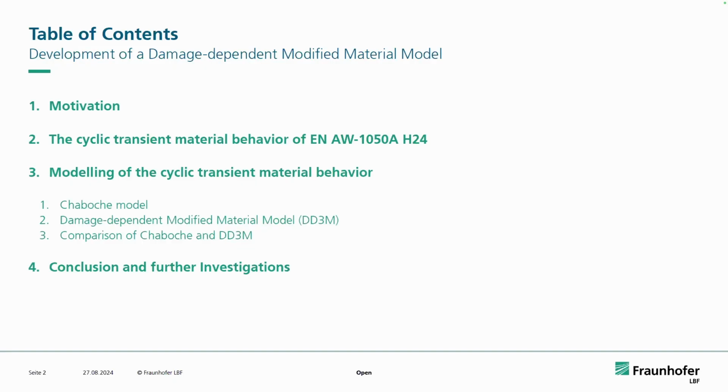I'll start with the motivation, then I'll talk about the cyclic transient material behavior of the metal we investigated, which is ENAW 1050A H24. The third part will be the actual modeling of the cyclic transient material behavior, where I first used Chaboche, then I used the damage-dependent modified material model I developed. In short, I will call it DD3M from now on. And the third part will be the comparison between Chaboche and the DD3M. The fourth and last point will be the conclusion and further investigations.